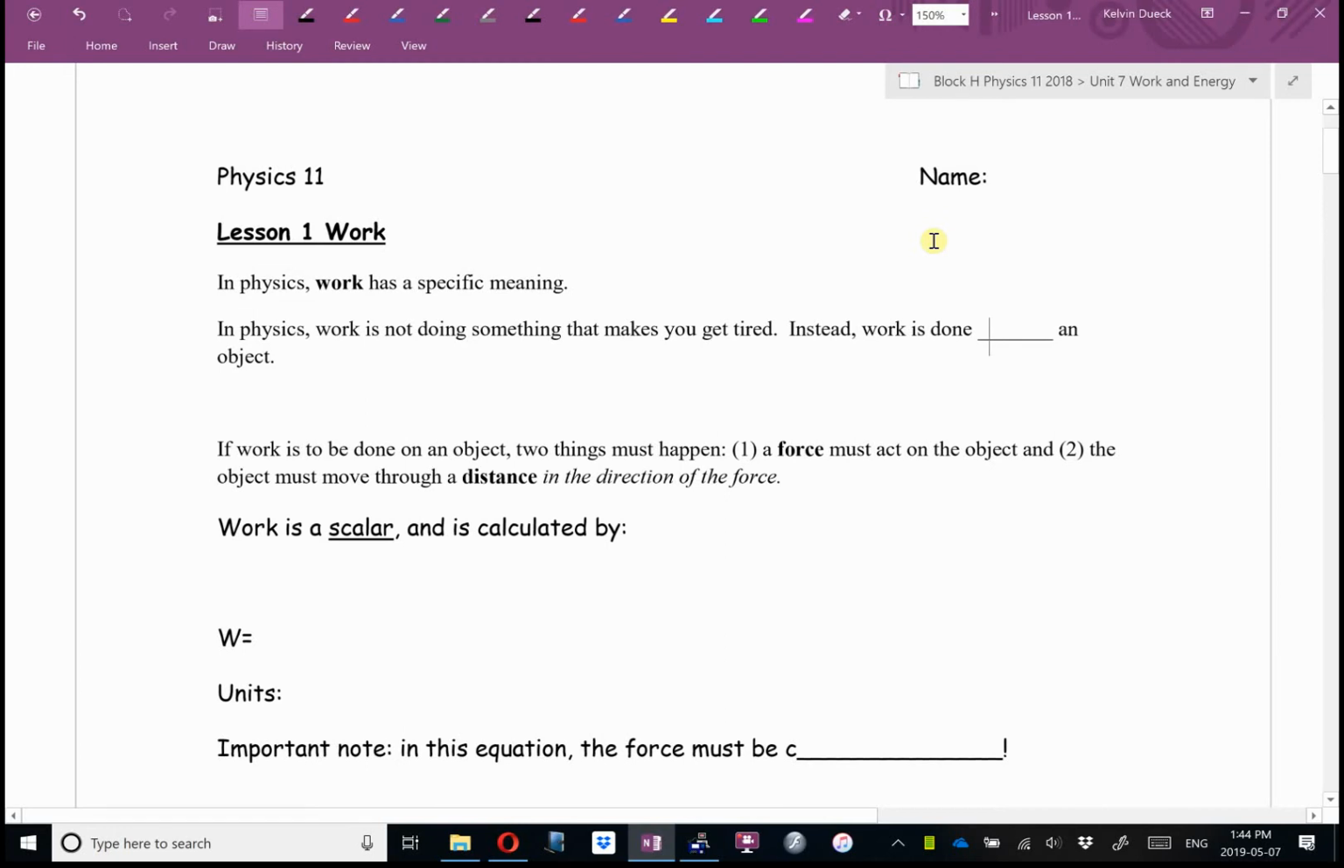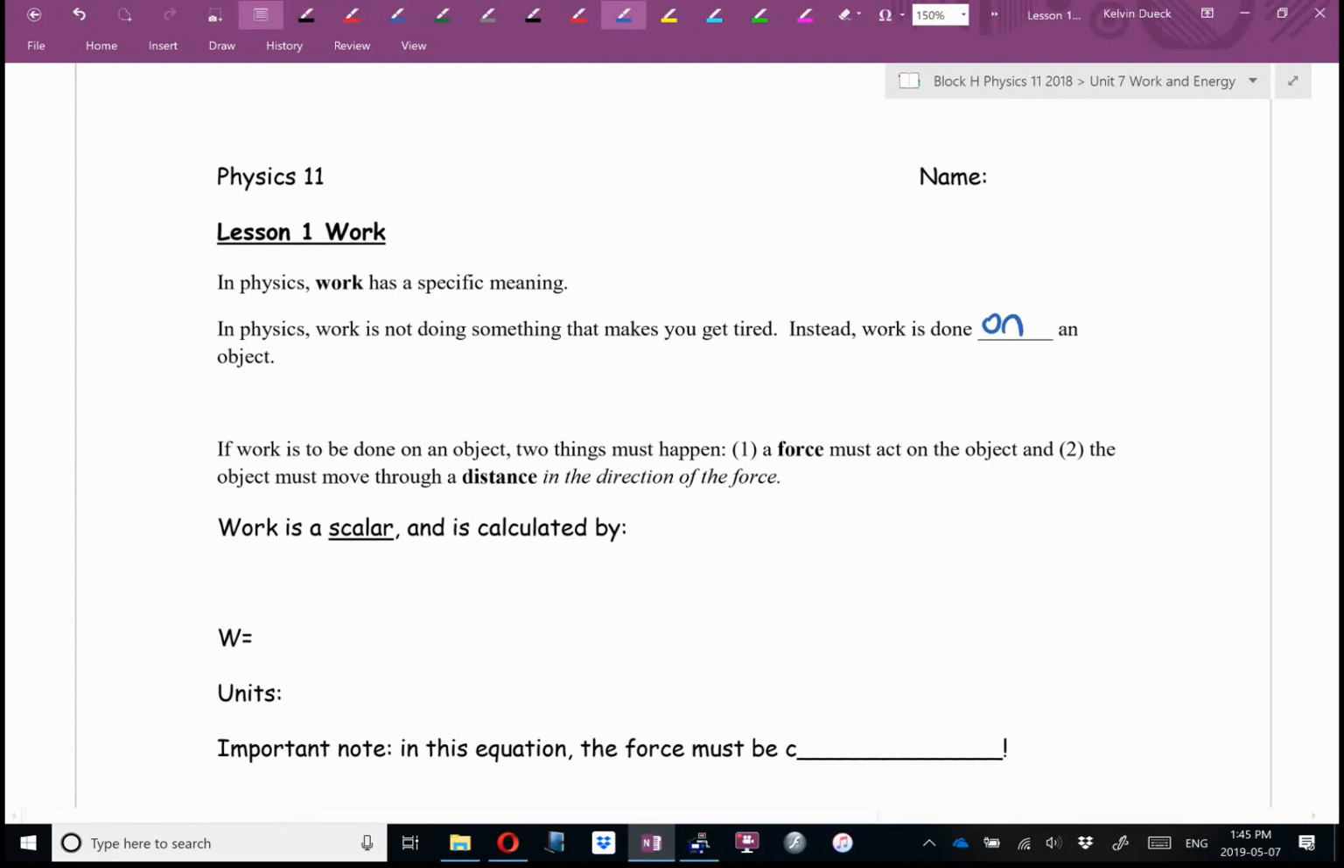Lesson 1, work. One of the difficulties here, and I mentioned this already, is the word work in English has a very different meaning from the word work in physics. In physics, you do work on an object. When you do work on an object, you've changed that object's energy state.